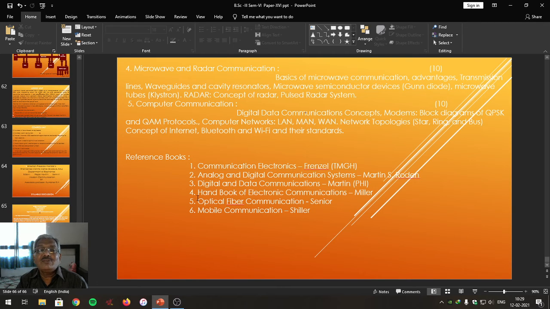Two topics you will get from these respective books. In the Handbook of Electronic Communication, you will get almost all. In Digital and Data Communication, you will get the last topic, that is computer communication. The first two books can be used for almost all 5 topics. So these are the reference books suggested for you, which are available in our college main Rabindranath Tagore library. You may come to the library, get the books, and go through them.